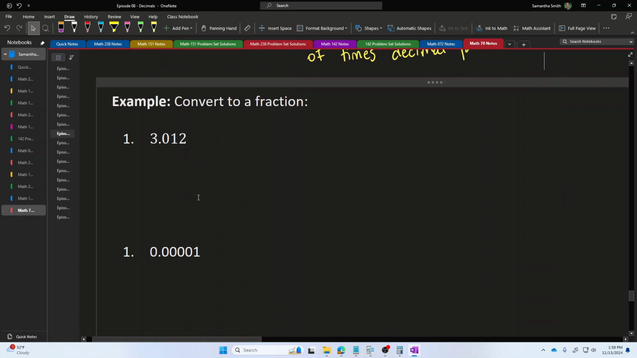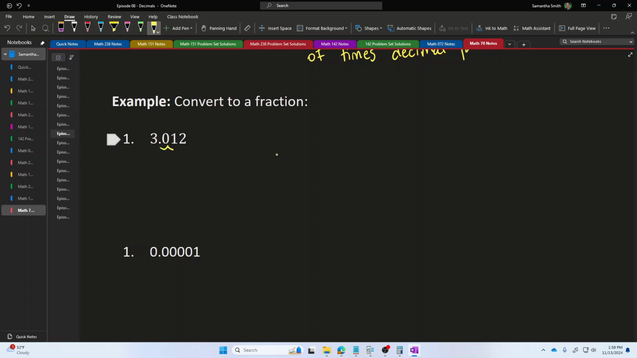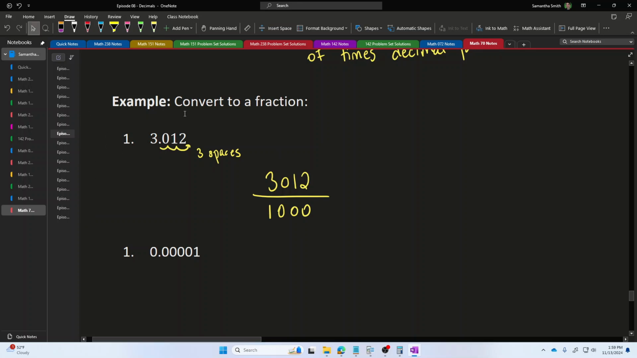Somebody says, I'm thinking of the decimal number 3.012. If I wanted to change this decimal number into a whole number, I would have to move the decimal point 1, 2, 3 spaces to the right. So to convert this decimal to a fraction, I'm going to take 3012, that whole number, and I'm going to put it over 1 with 3 zeros. 1, 0, 0, 0. And that would be this decimal number expressed as a fraction instead.